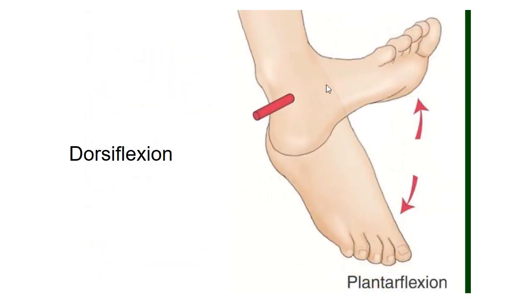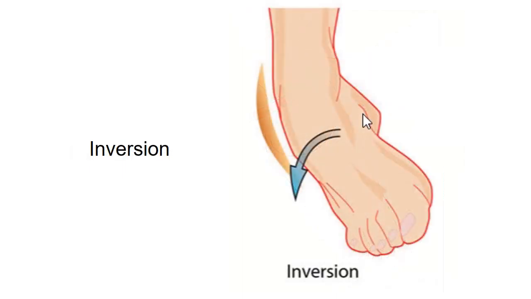This is an image showing dorsiflexion of the foot. This is dorsiflexion, this is plantar flexion, and this is transversely oriented axis of ankle joint around which this movement occurs. And this is an image showing inversion of the foot. As you can see here, sole of the foot faces medially.